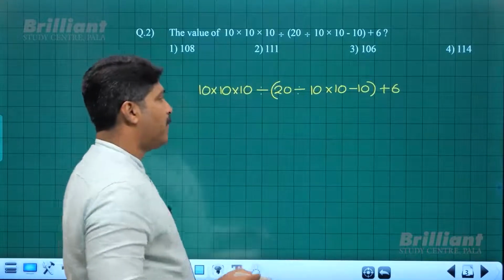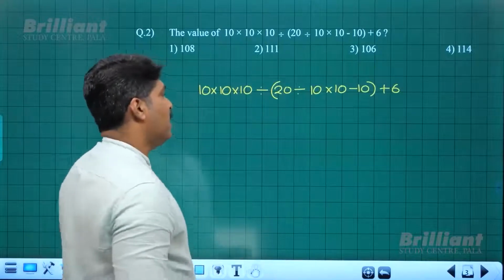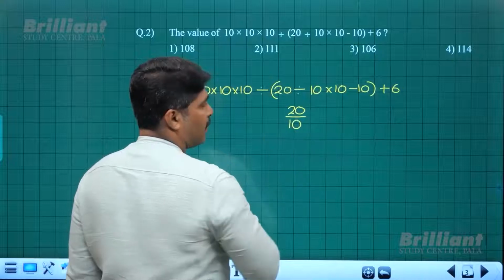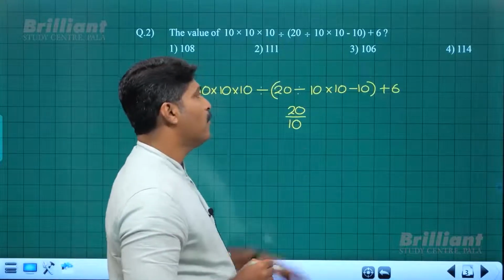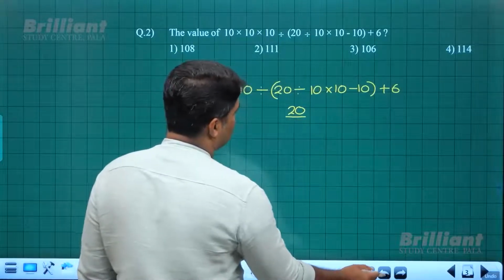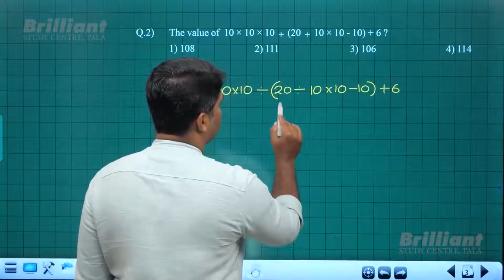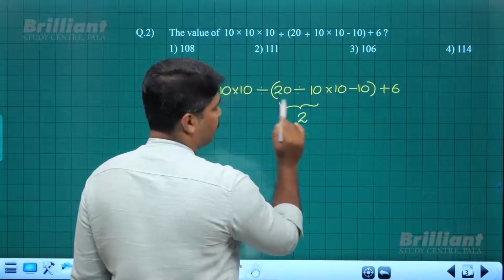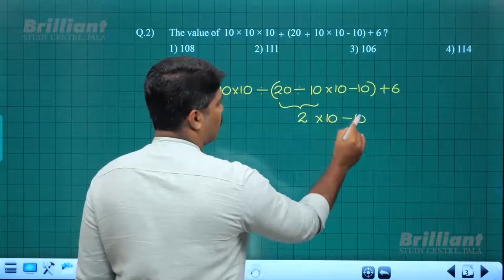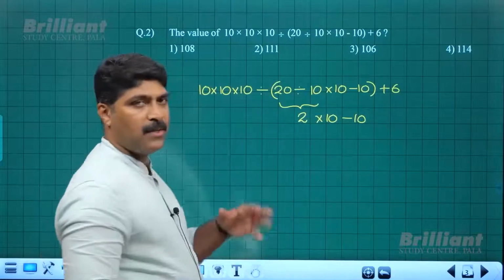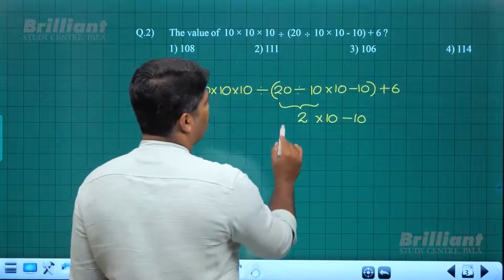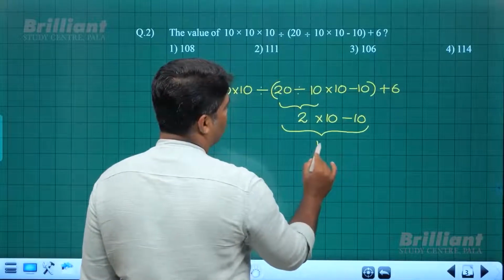First of all, we have to operate with this bracket. First, 20 divided by 10, that value is equal to 2. So we can do it directly. This portion is equal to 2. So 2 into 10 minus 10. 2 into 10 is 20, minus 10 is equal to 10. So this entire bracket output is equal to 10.